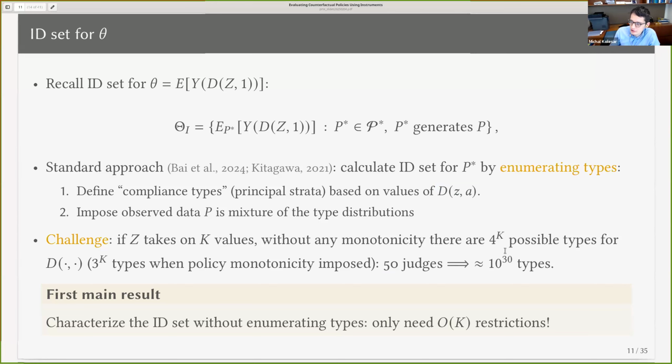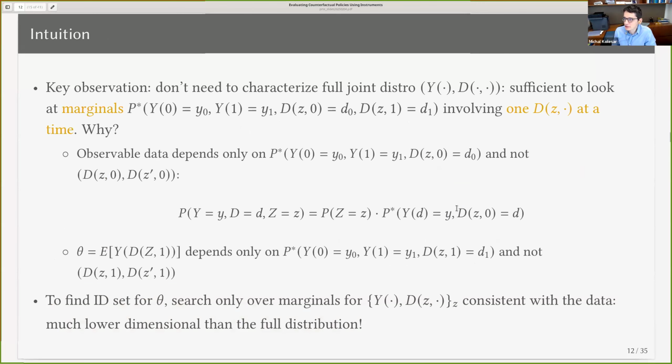So what we're going to do is give a characterization where, instead of the problem scaling exponentially with the number of types, the problem just scales linearly. And how can we do this? Well, the key insight is that the parameter of interest and the data don't involve any cross-judge restrictions. I only ever observe each individual being assigned to one judge, and the counterfactual parameter again involves only assignment to one judge at a time.